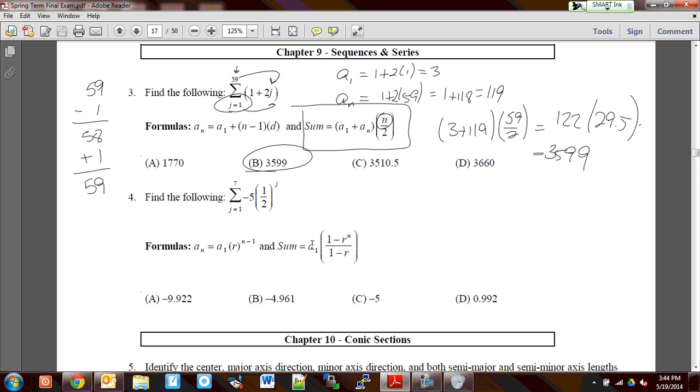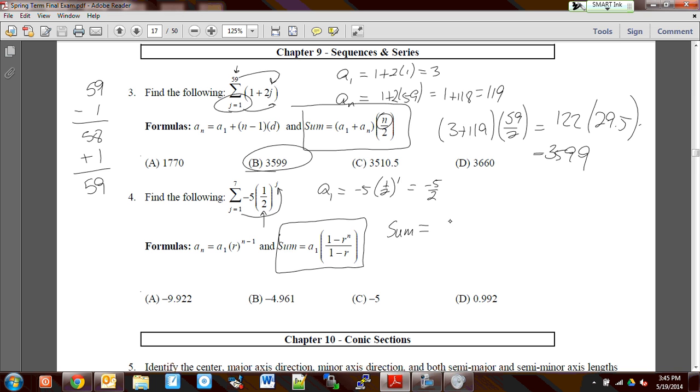Number 4, we're going to use the second formula as well. We don't need the first one again for the same reason, because we have sigma notation. A sub 1 we're going to find the same way. Plug 1 in for the variable. So a sub 1 equals negative 5/2 raised to the first power, which is simply negative 5/2. Now if you notice here, we don't need a sub n, we just need r and then the number of terms. R is simply what's in the parentheses.